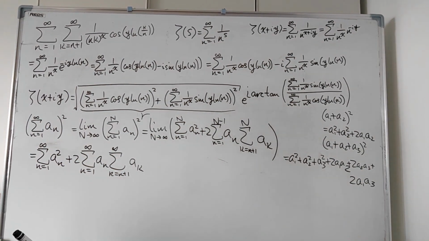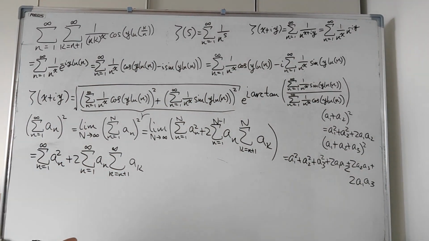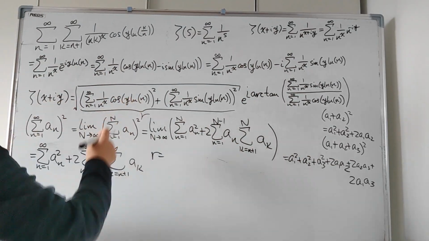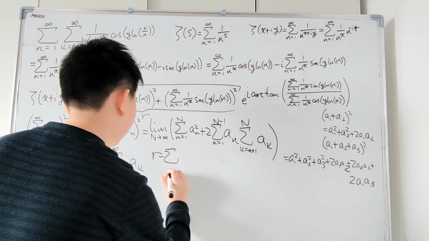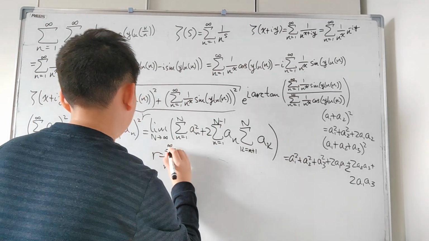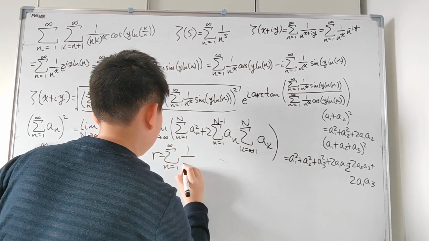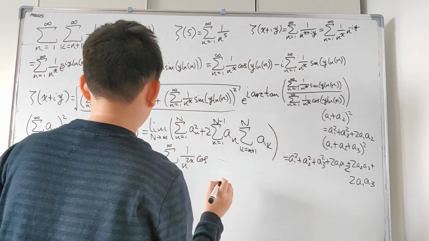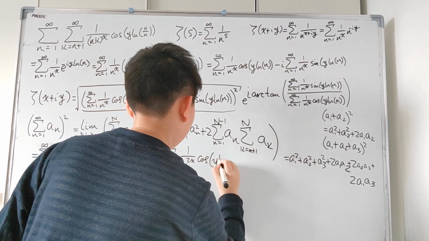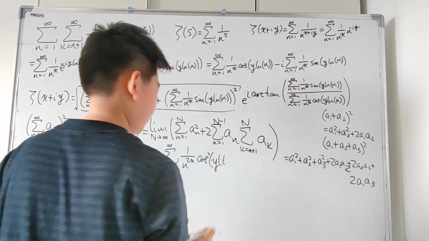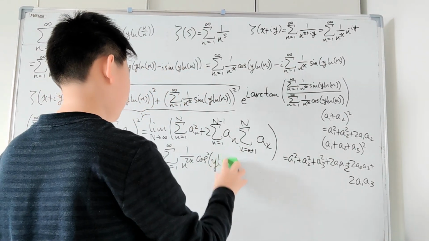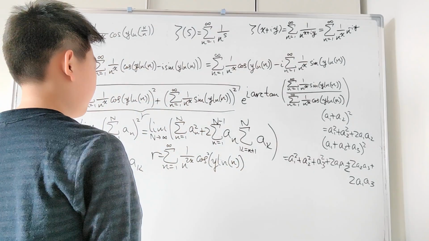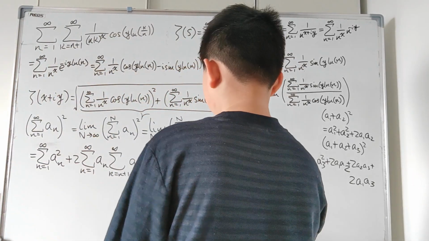R for radical. So we have here R is equal to this thing first, so that would be the sum, starting from 1 to infinity, of this thing squared. So 1 over n to the 2x, and then we have the cosine squared of y natural log of n here.